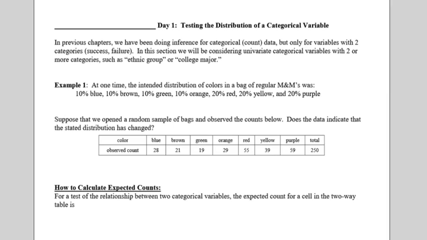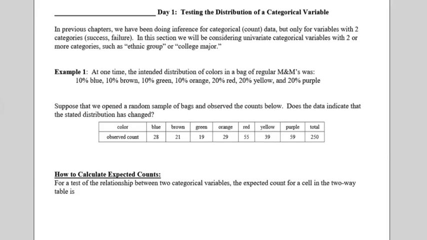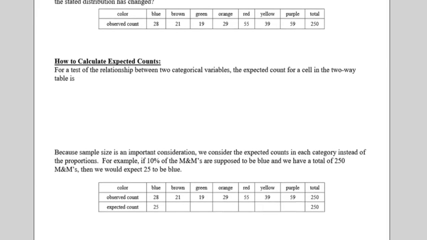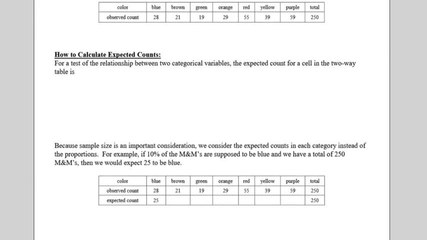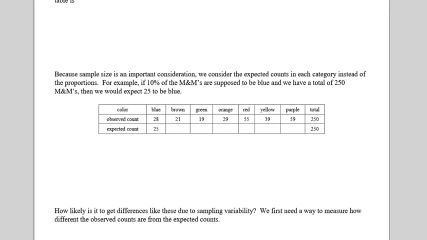So, we open up a bag, there were 250 M&Ms in the bag. There were 28 blue, 21 brown, and you can read the rest. Okay. That's the observed count. We're going to talk about the expected count. What did we expect to be in there? Below, the sample size is an important consideration. We consider the expected counts in each category.